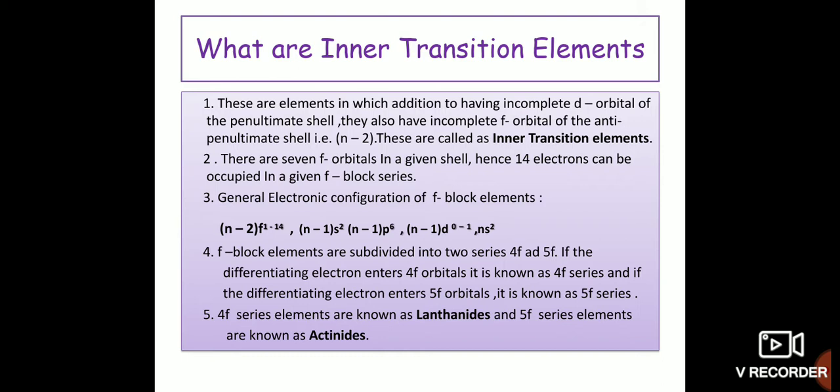The F block elements are subdivided into two series named 4f and 5f. If the differentiating electron enters 4f orbitals, it is known as the 4f series and named lanthanides, and if the differentiating electron enters 5f orbitals, it is known as the 5f series, named actinides. That means the elements following lanthanum in the 4f series are known as lanthanides, and the elements following actinium in the 5f series are known as actinides.